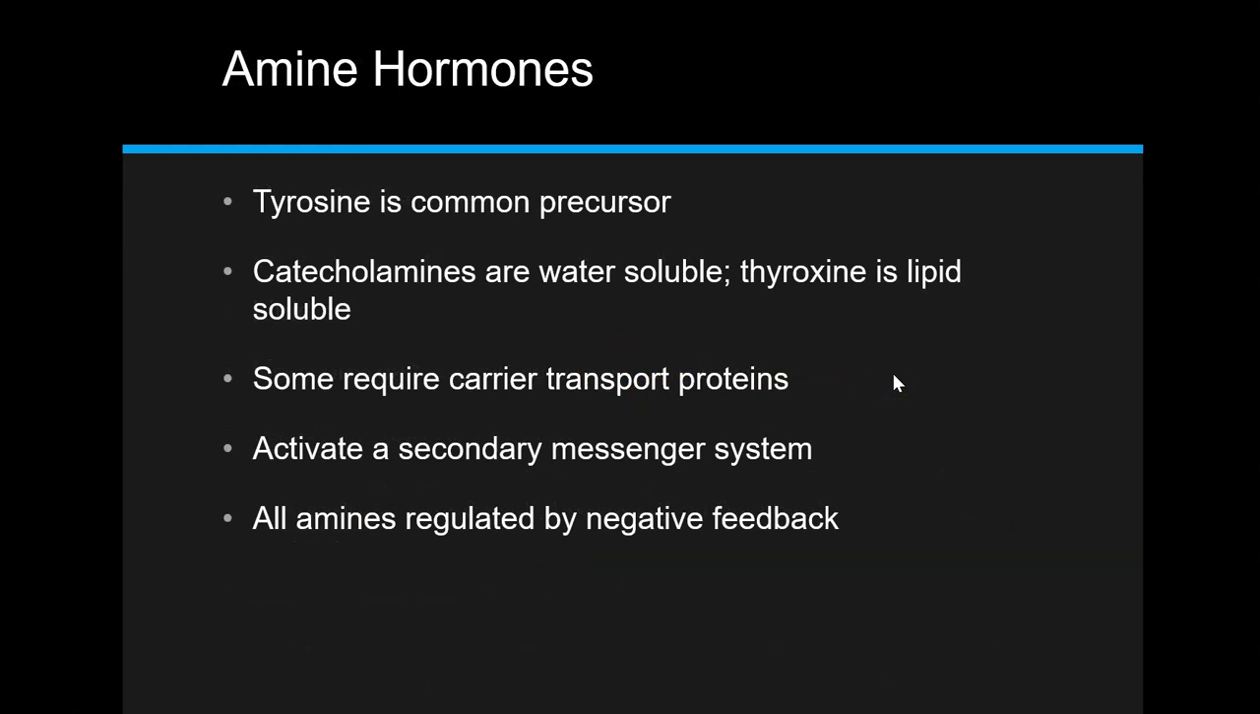All right, tyrosine is the common precursor of your amines. Your catecholamines are water-soluble, and your thyroxine is lipid-soluble. So your catecholamines are epinephrine and norepinephrine, and your thyroxine is thyroid hormone. Some require a carrier transport protein, the lipid-soluble ones, and they also activate a secondary messenger system, and all amines are regulated by negative feedback.